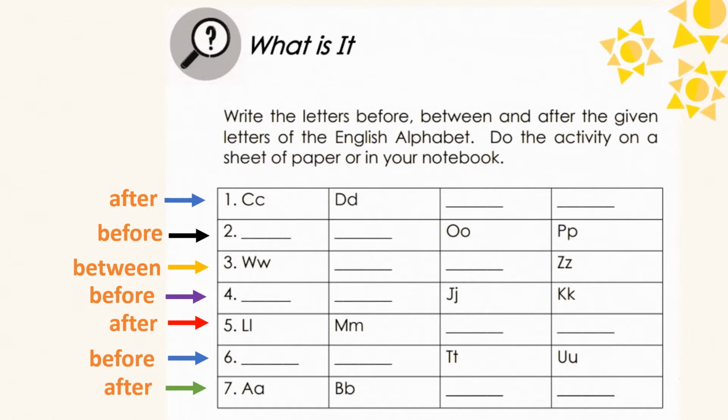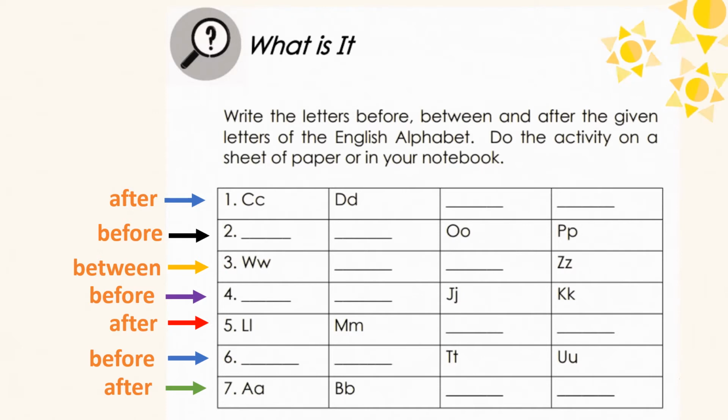Number 4, blank, blank, J, K. What are the two letters that come before J? Write it on your notebook. Number 5, L, M, blank, blank. What are the two letters that come after M? Write it on your notebook.